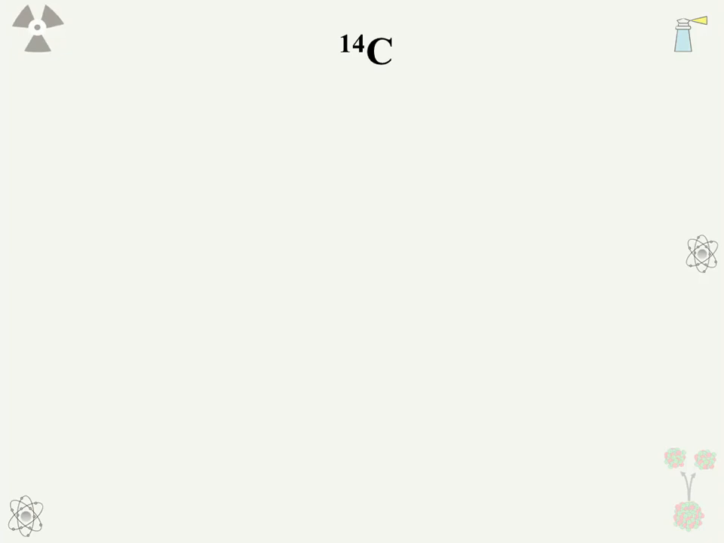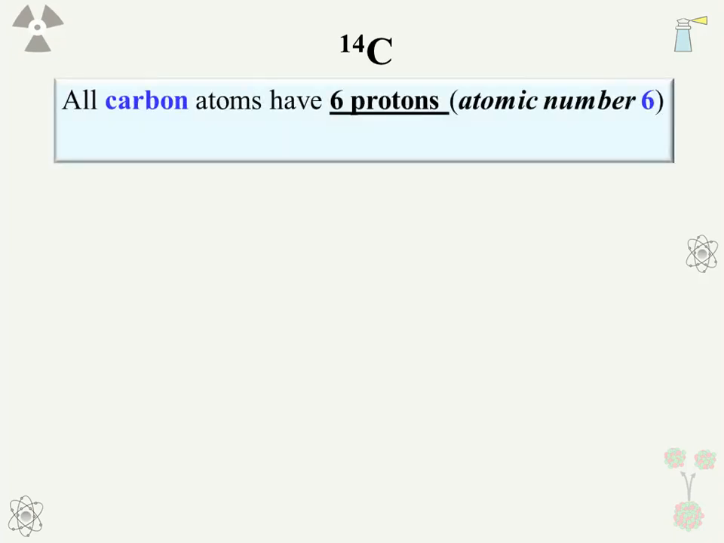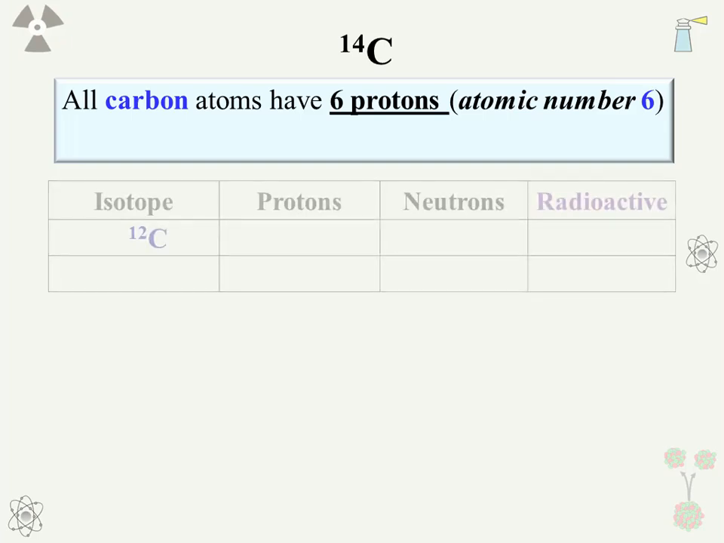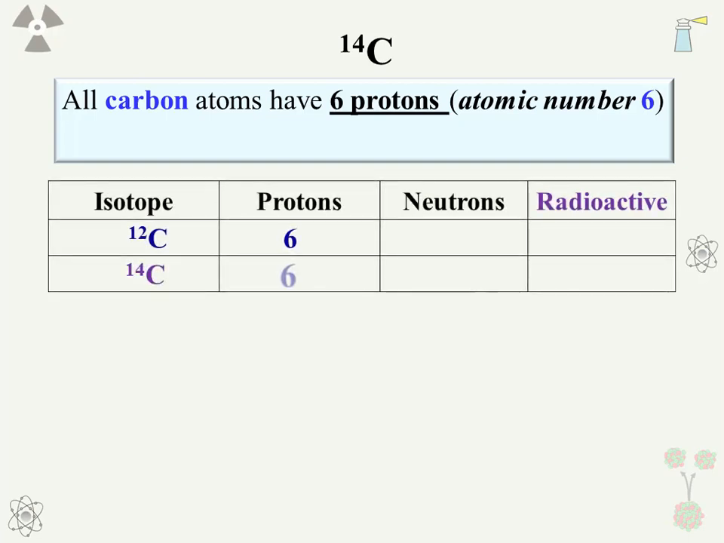The final topic of the lecture is a closer look at carbon-14. It is essentially a half-life topic. All carbon atoms have 6 protons. The atomic number of carbon is 6. That goes for carbon-12 and carbon-14. They both have 6 protons.